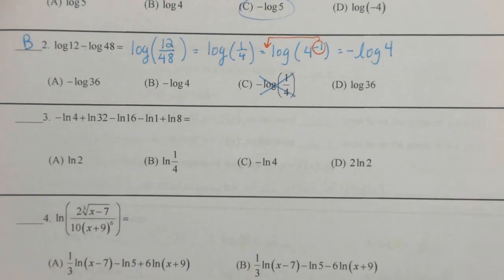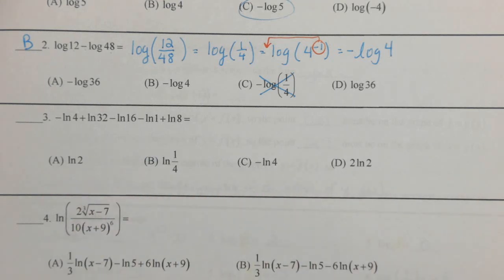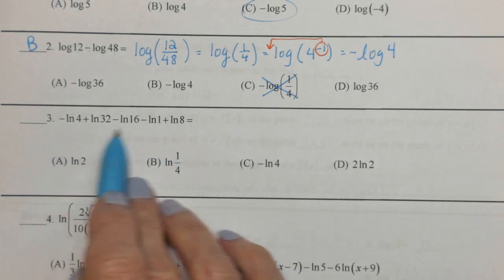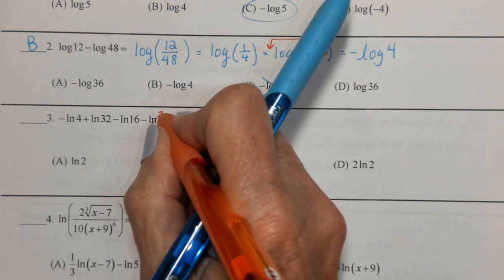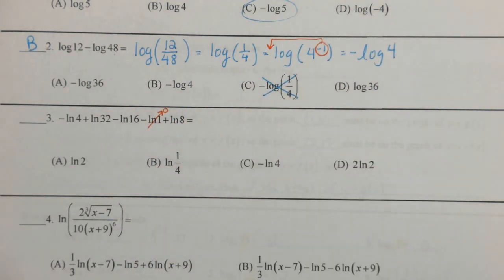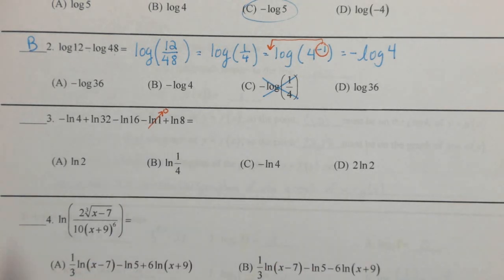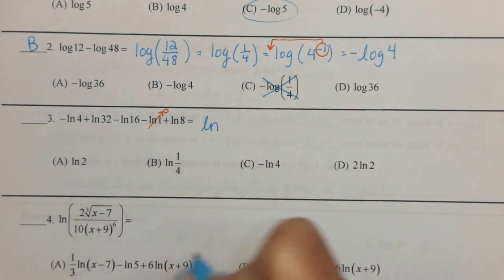Okay, number 3. I notice that these are all single logs, so I know I'm going to be getting this together to be one single log. Now there are 5 logs, even though I see ln of 1, and that is 0. I can zero that out immediately. It's not going to affect anything here. I'm just subtracting 0.